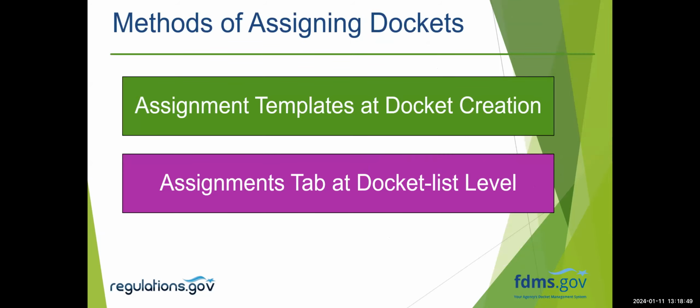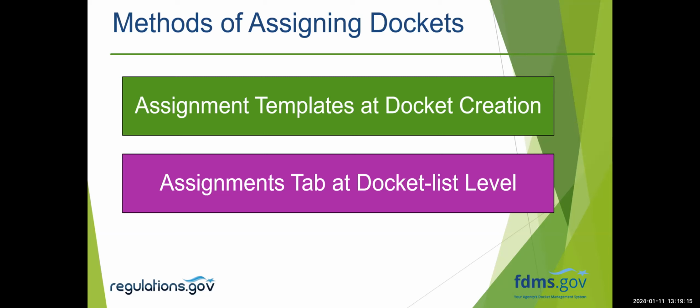All right. So you may be asking yourself, how are these dockets even assigned? Dockets can be assigned when they're created. There's something called the assignment templates, and those are selected at docket creation. So when we go in and create a docket, we're going to look at that. And that predetermines which user or group of users gets the docket in their inbox automatically when a docket's created.